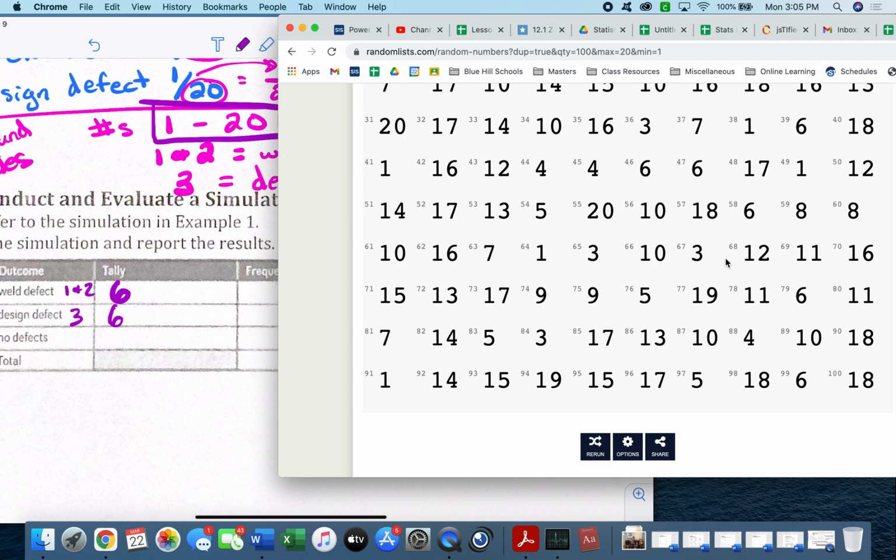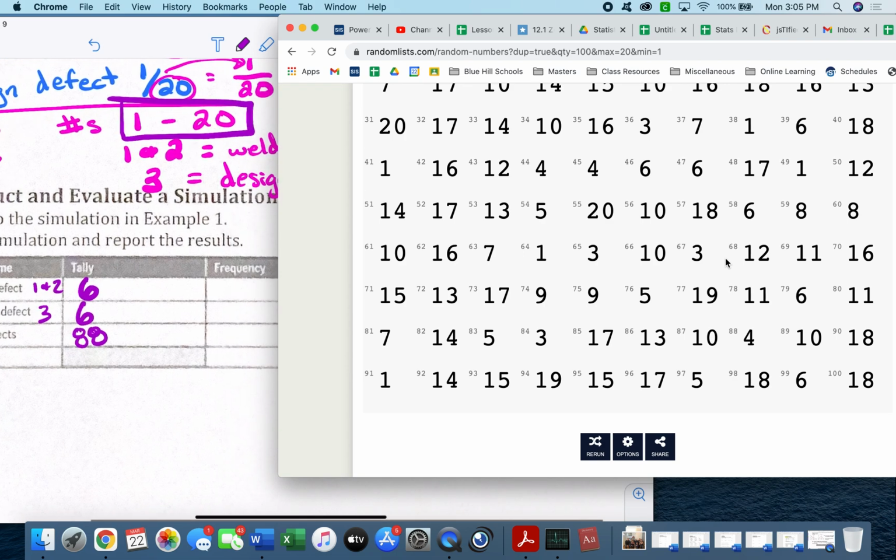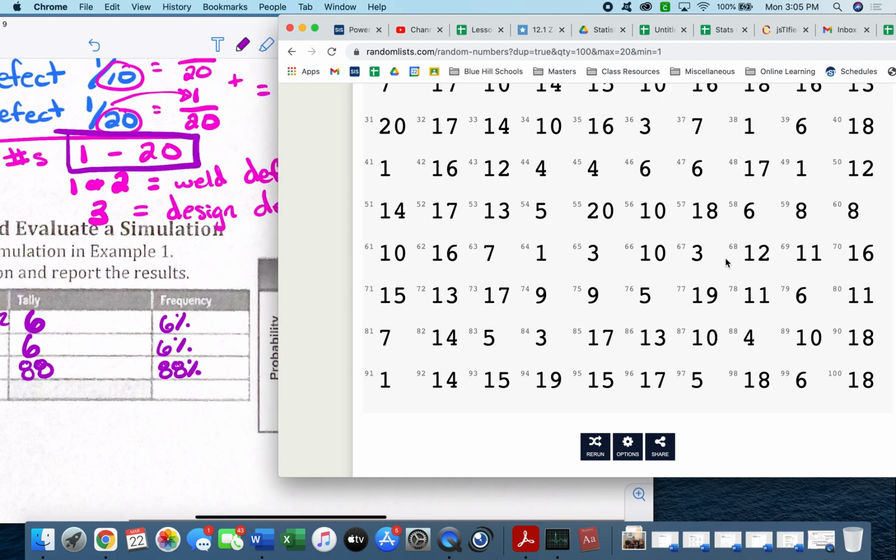Oh, and then how many didn't have defects? 88. How did you get 88? I'm big brain. Because you're big brain. There's 12 of these, and we did 100 of them, so that means 88 don't have defects. So it is a 6% weld defect, a 6% design defect, and an 88% no defect. So we're 88% good, right?